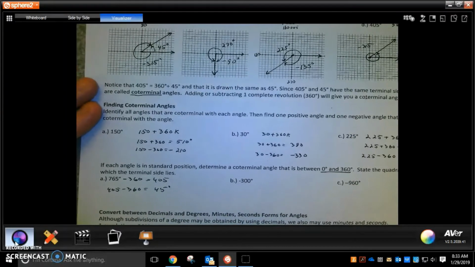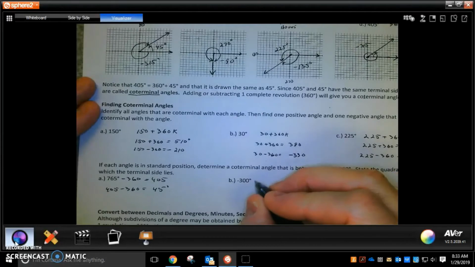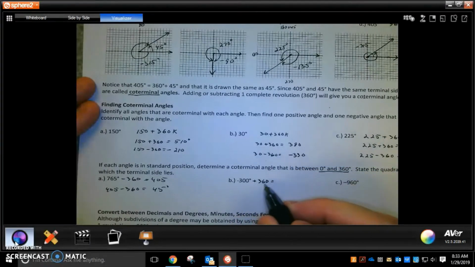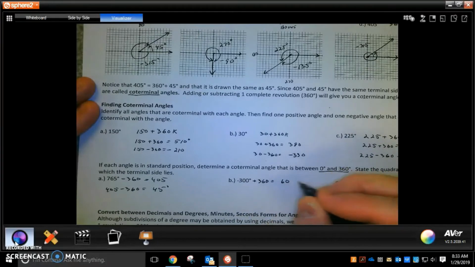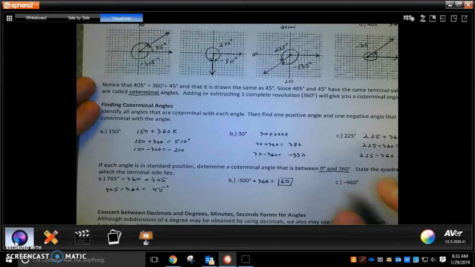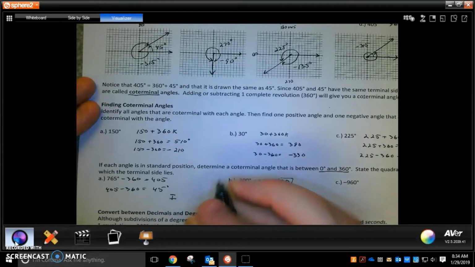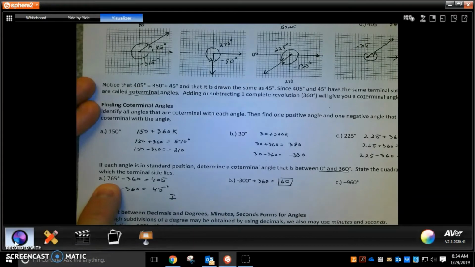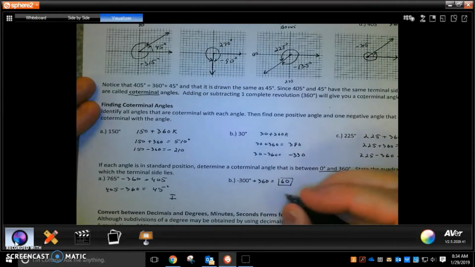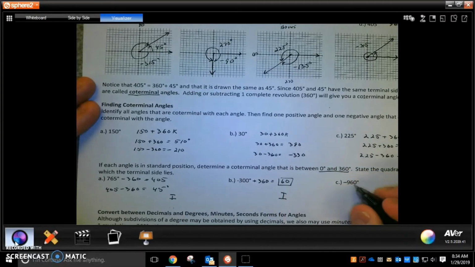Okay, if I give you a negative angle like negative 300, I don't want a negative angle. I want to add 360. So negative 300 plus 360 gives you positive 60. So that is the angle that is coterminal to that angle. The directions also say to state the quadrant. Well, 45 degrees is in quadrant 1. I did not know that 765 degrees was in quadrant 1, but this one I can tell. Same with 60. 60 is in quadrant 1.